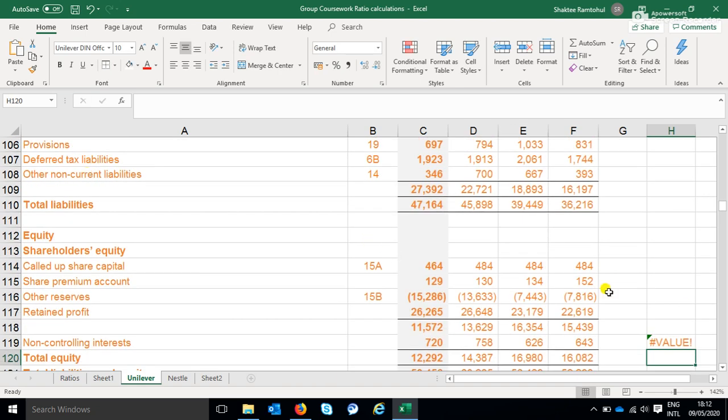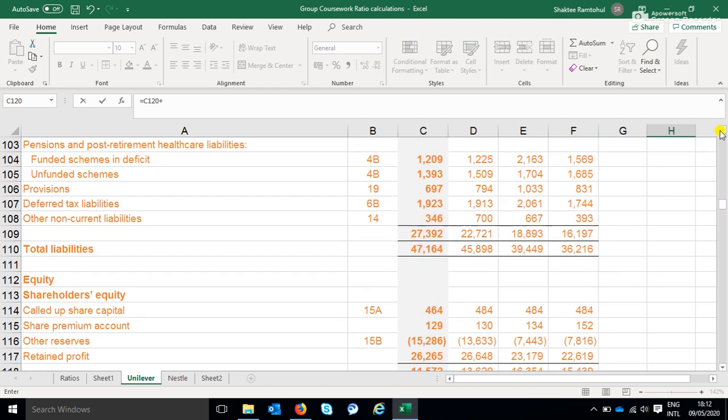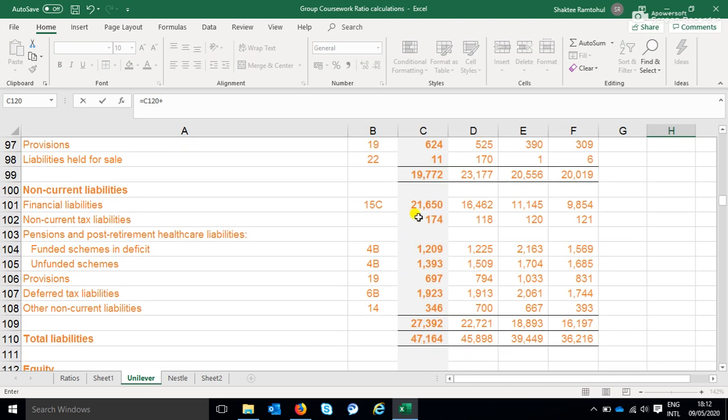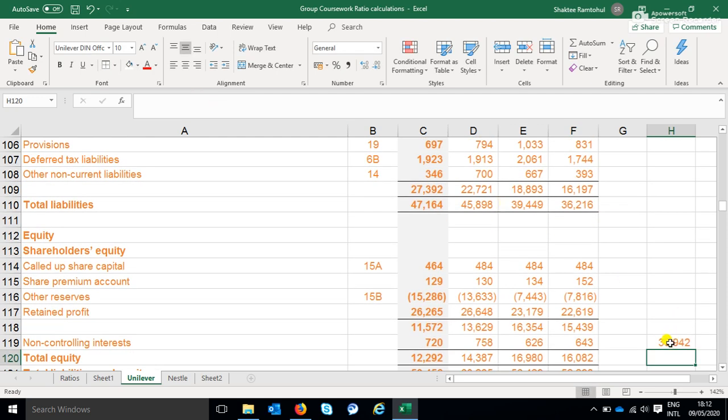So let's try that again. Equity 12,292 plus my financial liabilities, 21,650. So this is the amount that I have invested in this business: 33,942, of course, in millions of euros.